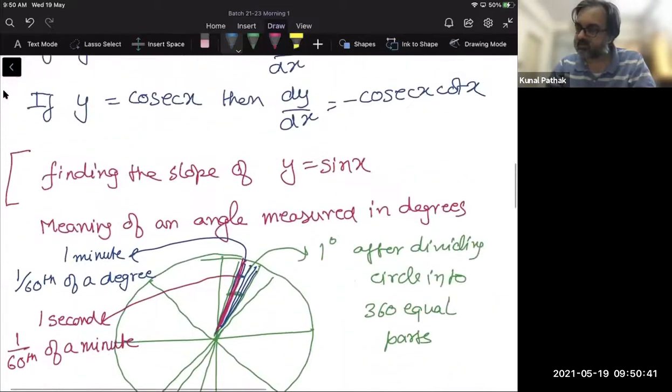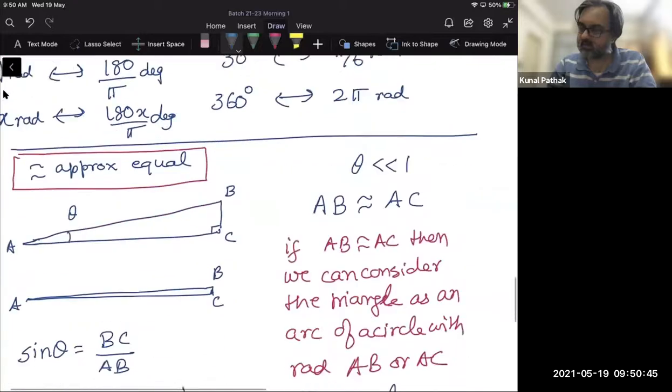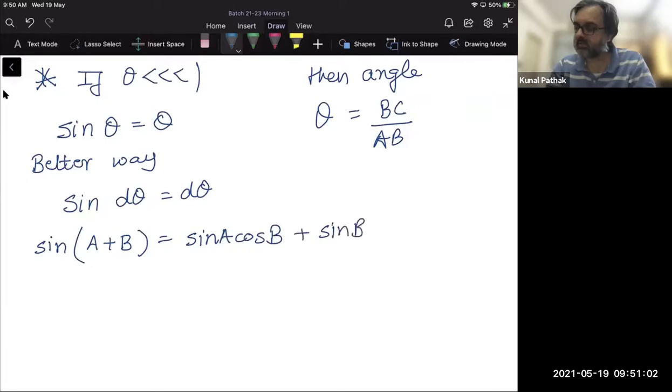Before I derive this, there is a simple identity in trigonometry. Sine of a plus b is equal to sine a cosine b plus sine b cosine a.